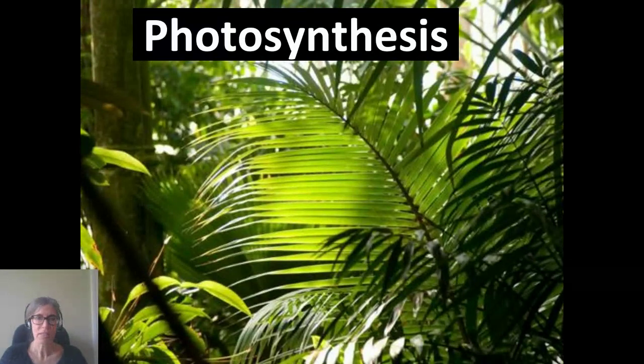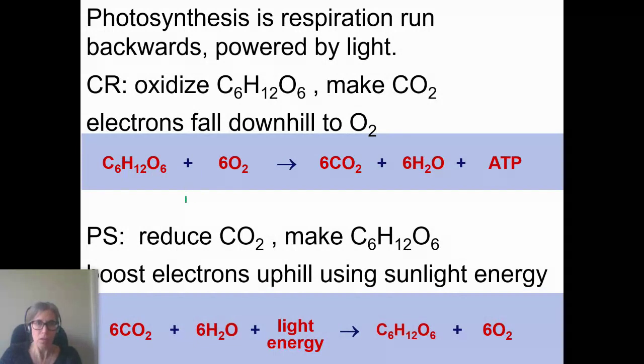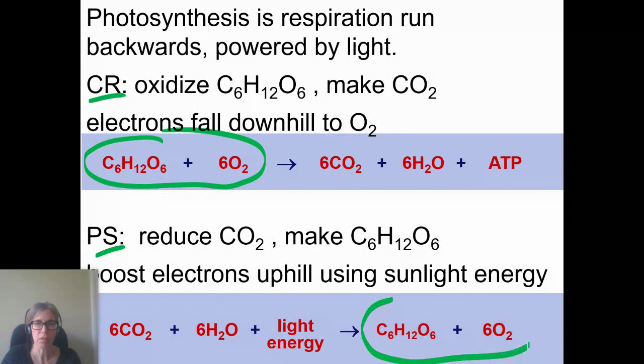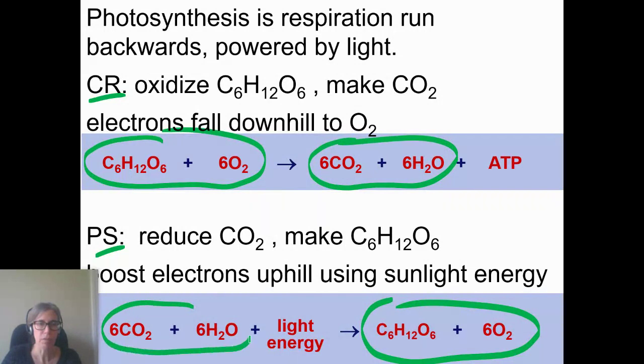Welcome to AP Biology. Today I want to go over photosynthesis with you. So the first thing I want you to do is look at the two equations, the cellular respiration equation and the photosynthesis equation, and notice that the reactants for cellular respiration are the products of photosynthesis, and the products for cellular respiration are the raw materials or reactants for photosynthesis.